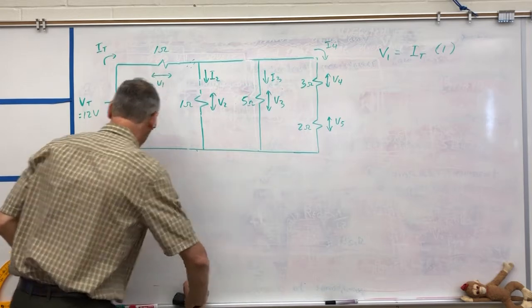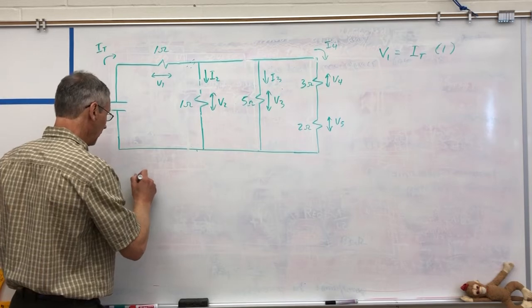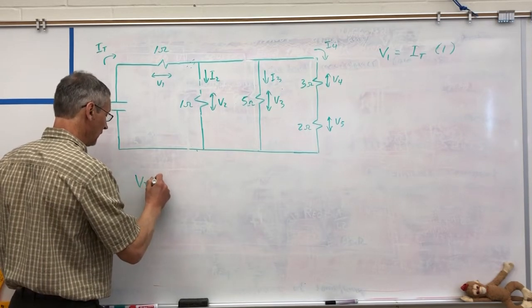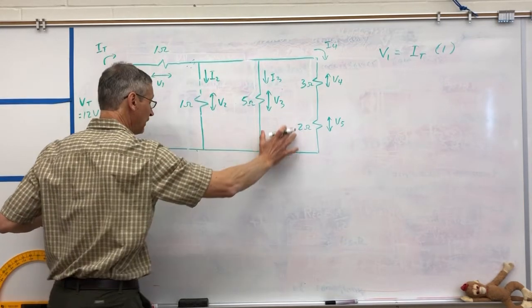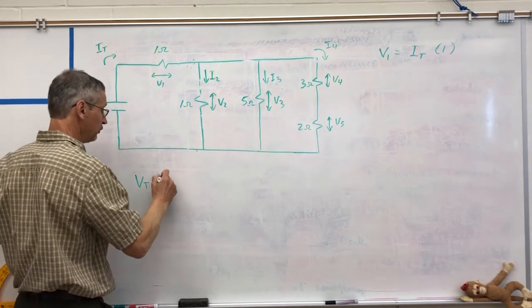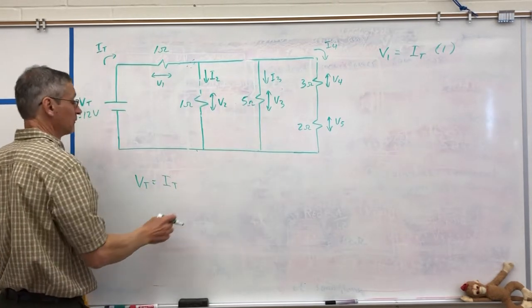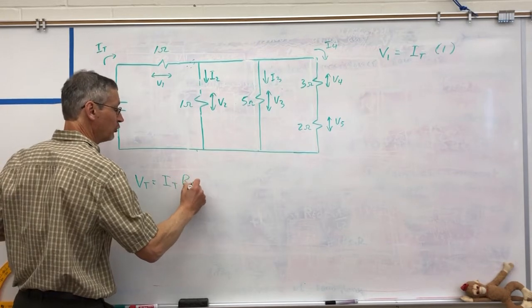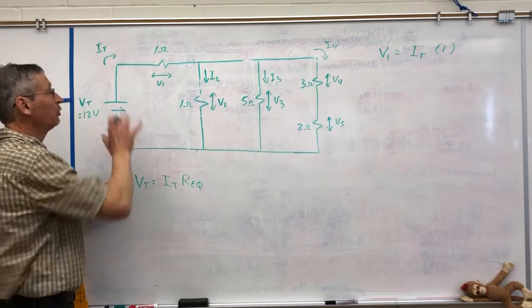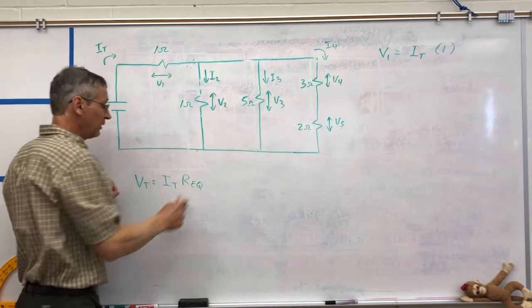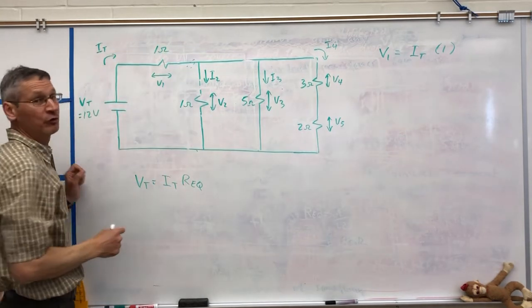How about this? Suppose we say the total potential drop for the whole circuit is going to be equal to the current through the whole circuit times the equivalent resistance for the whole circuit. Okay, the total potential drop through the whole circuit is going to be equal to the current through the whole circuit times the equivalent resistance for the whole circuit.